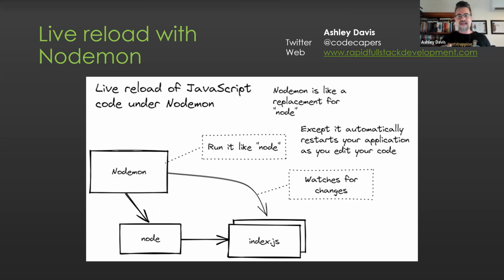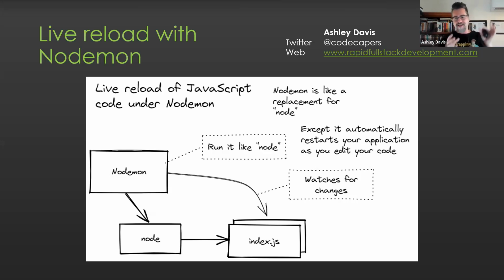Now, the first tool we're going to be looking at is called Nodemon, and it's a way to get live reload working for a Node.js application. Nodemon itself is a package that's available on NPM, the Node package repository, so it's really easy to install. I like to think of Nodemon as a drop-in replacement for Node.